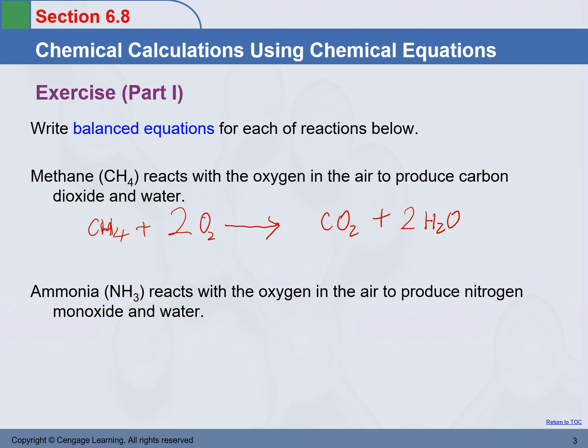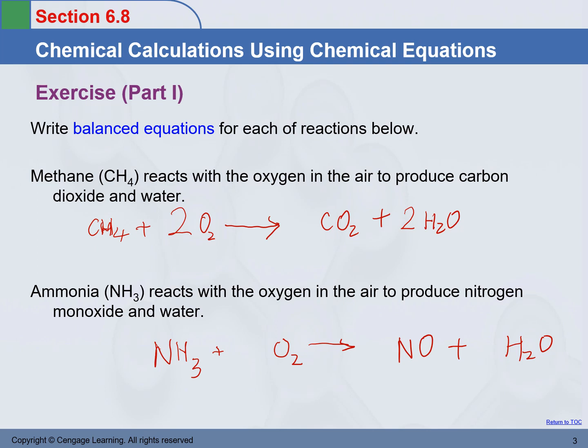The second reaction: ammonia reacts with oxygen in the air. Again, ammonia reacts with oxygen in the air to produce nitrogen monoxide plus water.